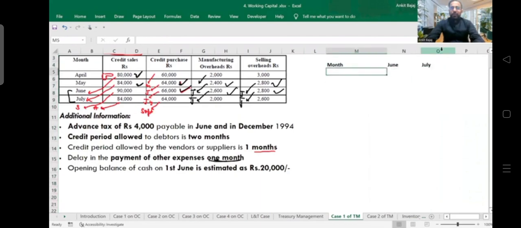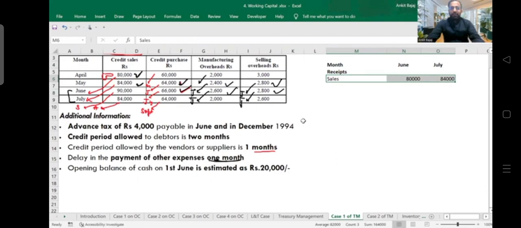So first, what I have to do, I have to write down your receipts. So sales, credit sales. You will be receiving 80,000 in the month of June and 84,000 in the month of July. So 80,000 and 84,000 we have to take here. Now, apart from sales, there is no other receipt. So we have to start with the payments now.